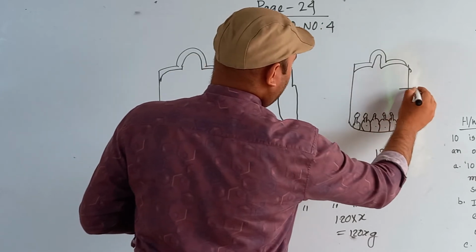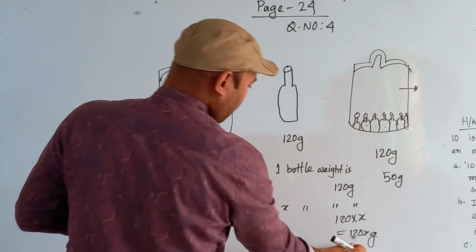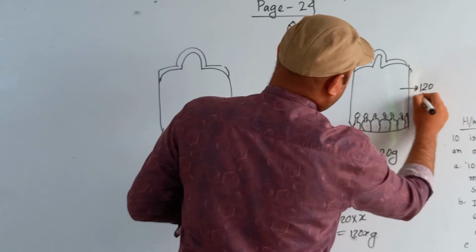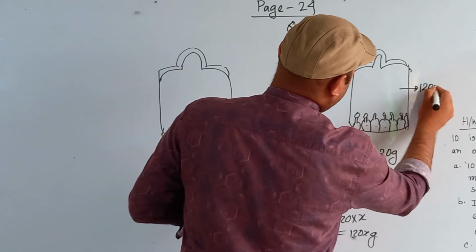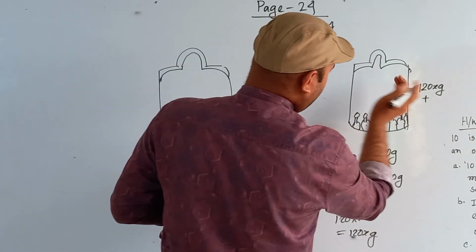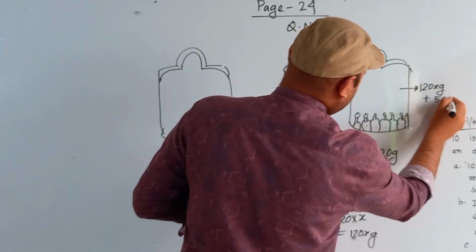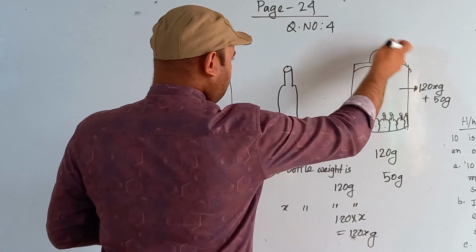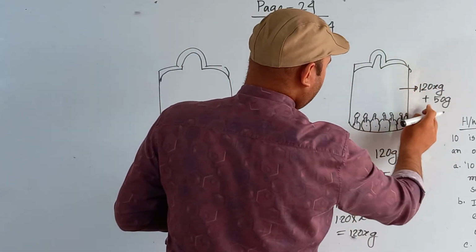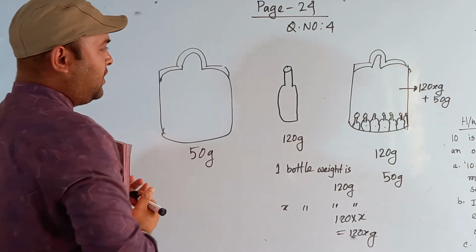So the total weight of this bag, what will it be? Sum of bottle weight, that means 120x gram, plus the weight of the bag, that means 50 grams. In total, the weight of this bag will be 120x gram plus 50 gram.